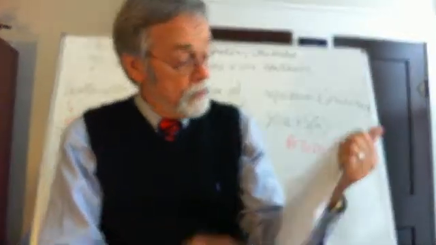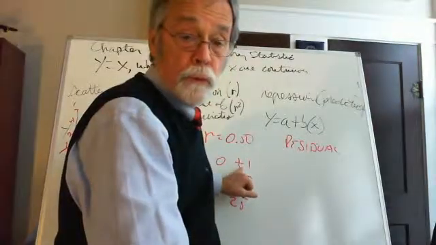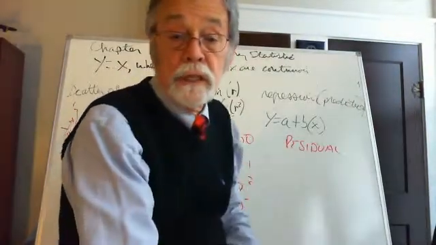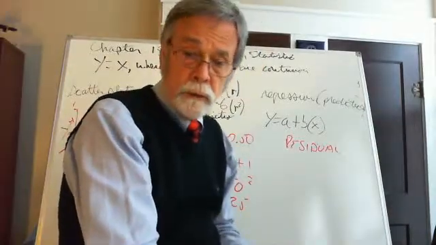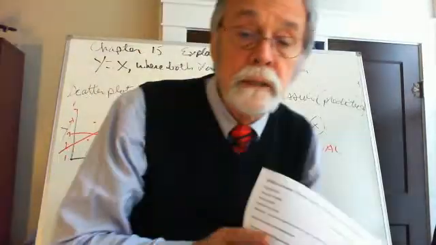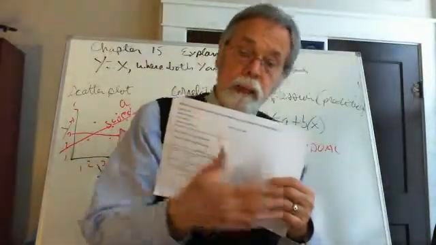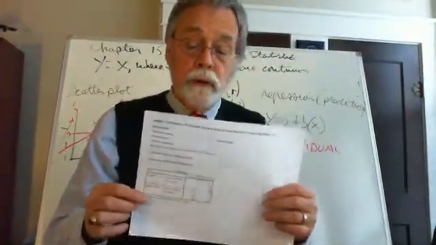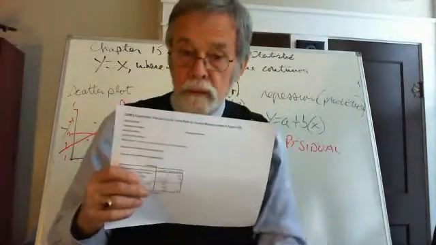It's positive, 0.422. Now, to get the coefficient of determination, we square 0.422, and that would be about 16, maybe 17, call it 17. Then we multiply that times 100, and we get the coefficient of determination of 17%, which tells us that this model, where we're using income to predict or explain the variation in crime rate, explains about 17% of the variation in crime rate.